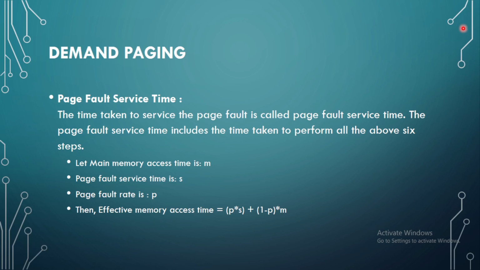Let main memory access time be M, page fault service time be S, and page fault rate be P. Then the effective memory access time is equal to P multiplied by S, which is page fault rate multiplied by page fault service time, plus 1 minus P, which is the probability of no page fault, multiplied by the main memory access time.